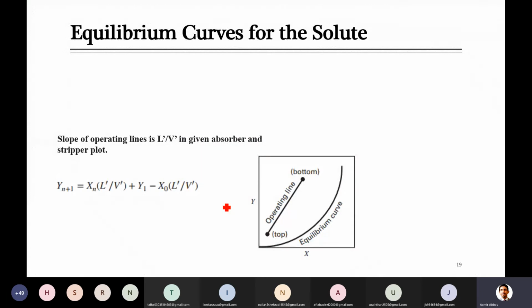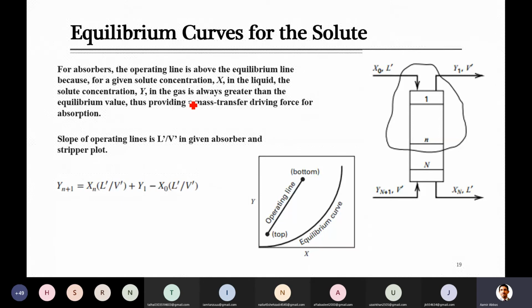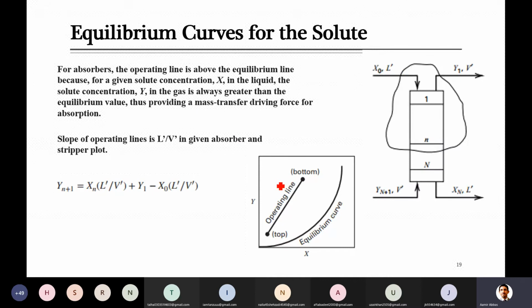But before going to the number of stages, here are a few things about this. When we look at the absorber, where are the operating line and the equilibrium curve located inside any diagram or any plot where you draw the operating line and the equilibrium line? So for the absorber, the operating line is above the equilibrium line. Here, as shown in this diagram, the operating line is above the equilibrium line.